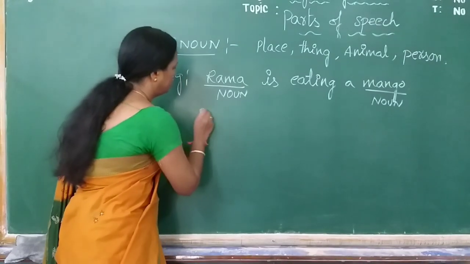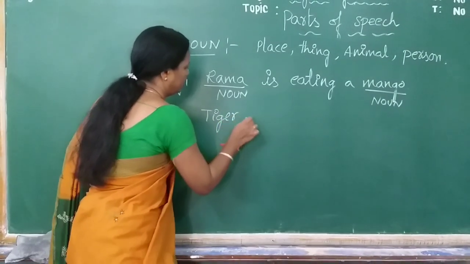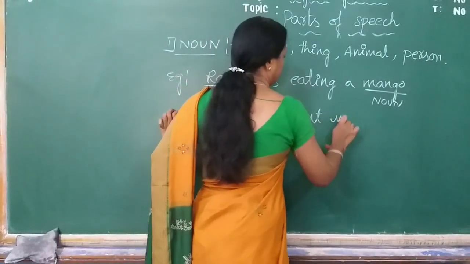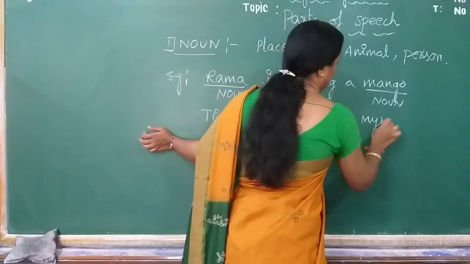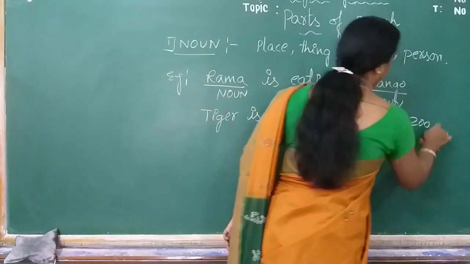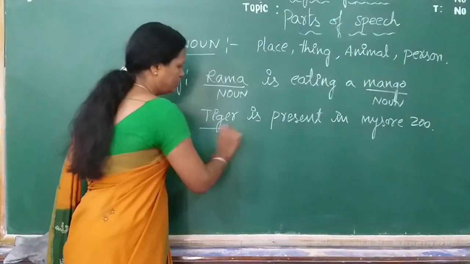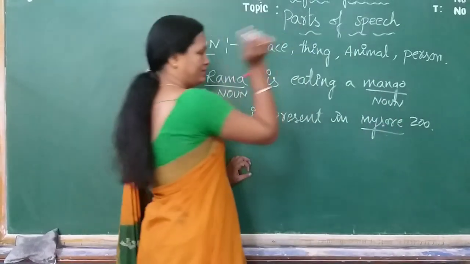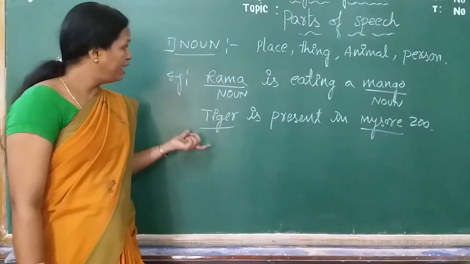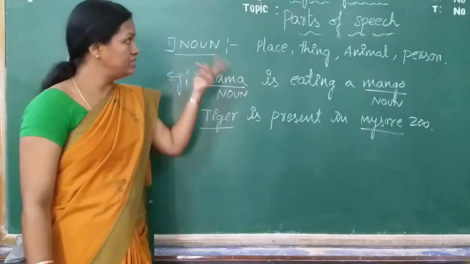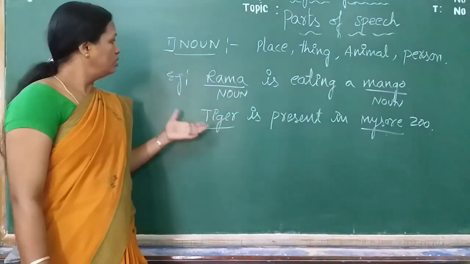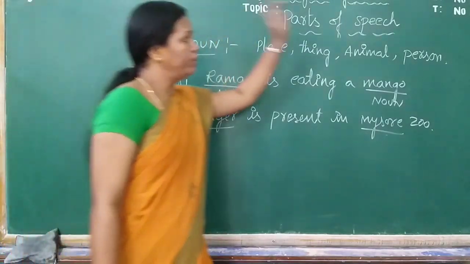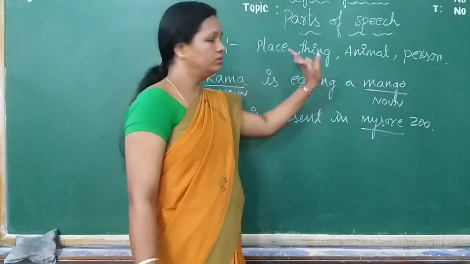That is, tiger is present in Mysore Zoo. Okay, so tiger is the name of an animal. So Mysore is the name of a place. So this is how we will name the persons, place, animals or things. So that is how the noun is. Is it clear now? Noun is the name of a person, place, animal, thing, right?